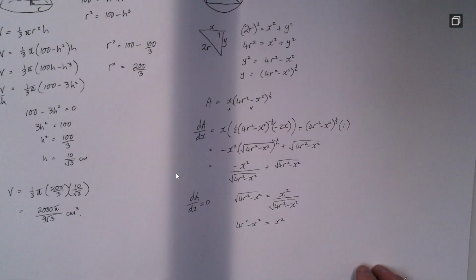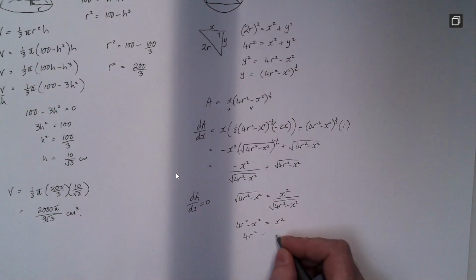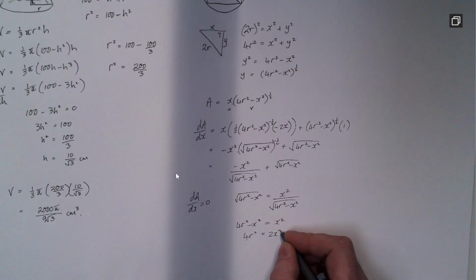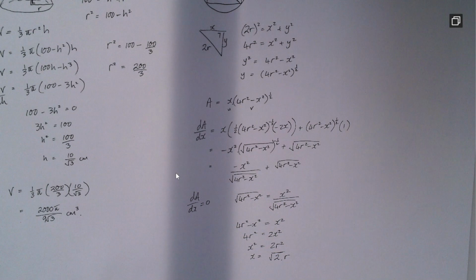So x squared equals 2r squared, so x equals the square root of 2 times r. Now this is the value for x, the square root of 2r.